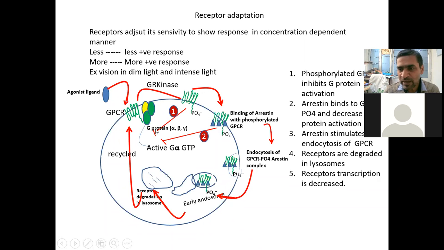This is the receptor adaptation mechanism, how the cells adapt to the amount of ligand and change their response. Receptors adjust their sensitivity to show a response in a concentration dependent manner. That means when you use a lesser amount of ligand, you will expect less response. When you use more ligand, you expect more response. And the classical example is vision in dim light and vision in bright light.